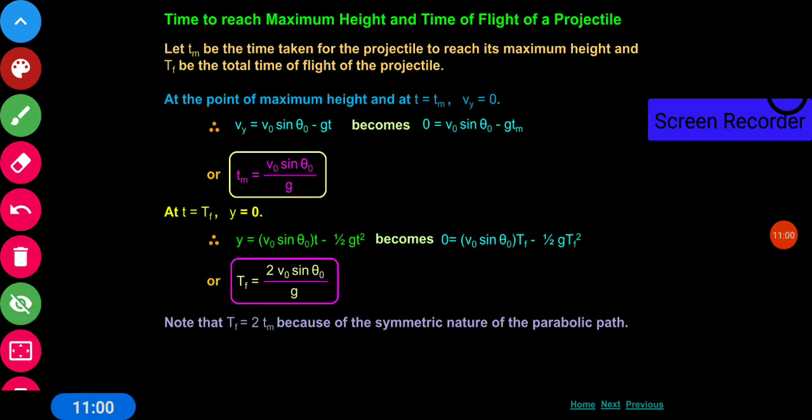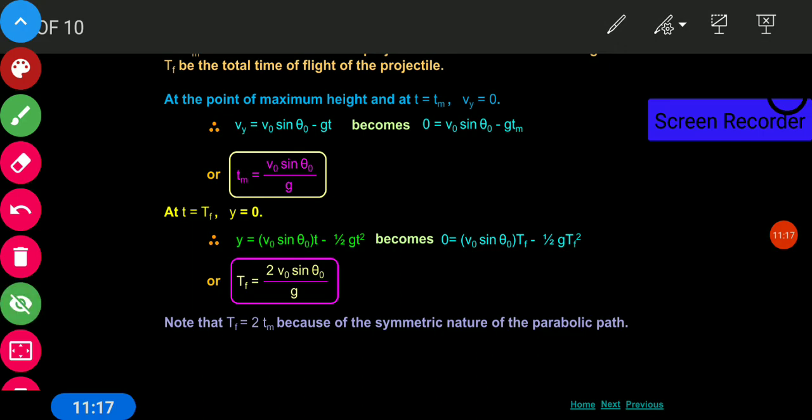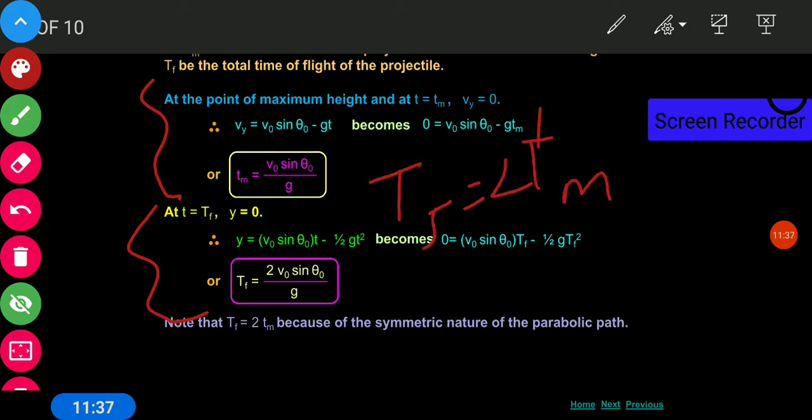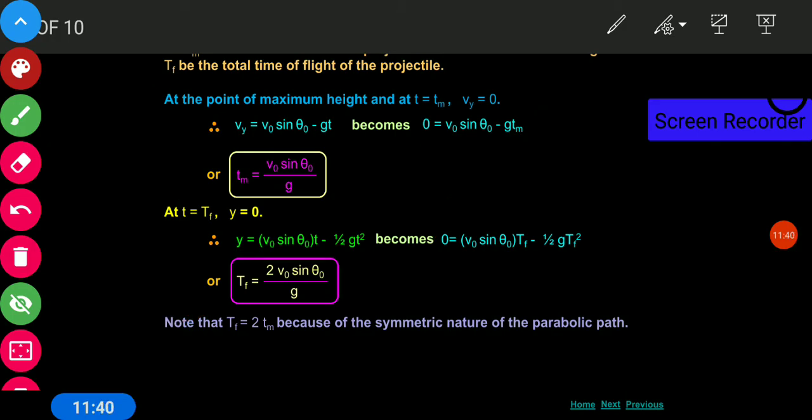Note one thing: to find the total time of flight we can write only these two equations. If you do not want to find Tm, then for examination purposes you can use only t = Tf and y = 0, and from this equation you can get the total time of flight. Or, by the symmetric nature, the total time of flight Tf is equal to 2Tm, so this reduces to 2V0 sinθ0 upon g.